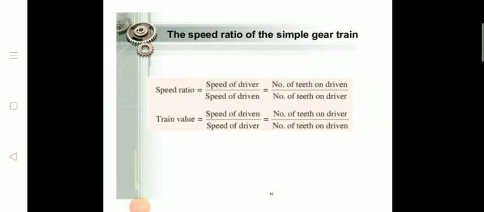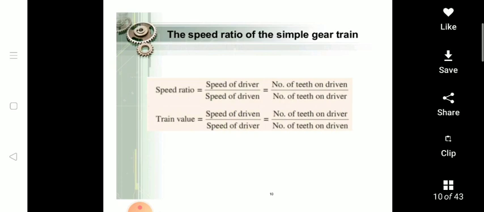Now, the speed ratio of the simple gear train is written as the speed of the driver divided by the speed of the driven, eliminating the intermediate gears. We are not taking the velocity and teeth or velocity and diameter of the intermediate gear to calculate the speed ratio and train value, right? So directly we are taking the speed and the diameter and the teeth for the driven and driver.